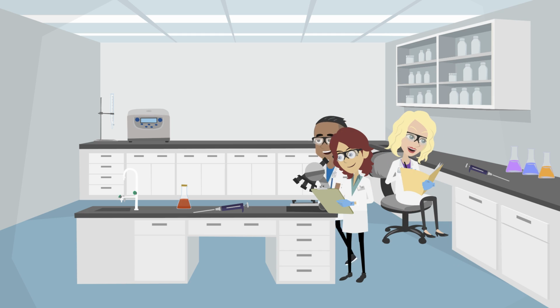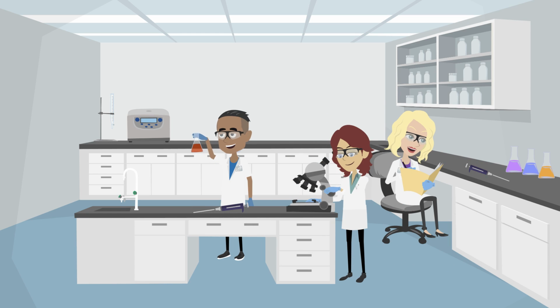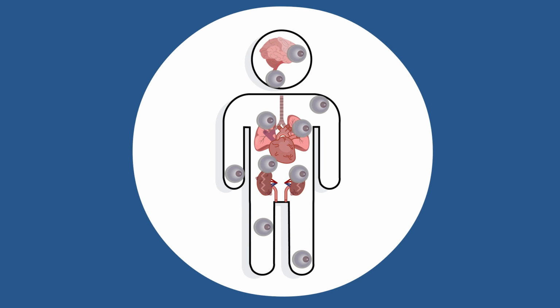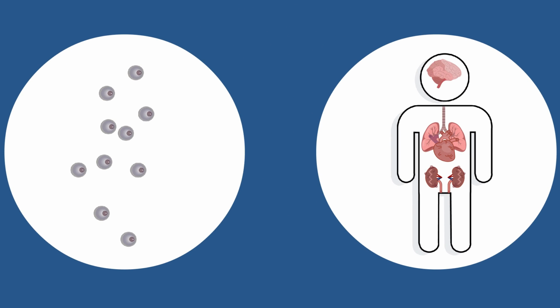There is still a lot to discover about cellular senescence, and that's why the NIH Common Fund created SenNet. The SenNet program aims to identify various kinds of senescent cells, a range of characteristics and functions of these cells, and where these cells typically occur in the body.